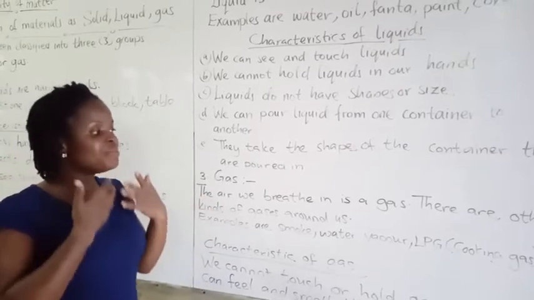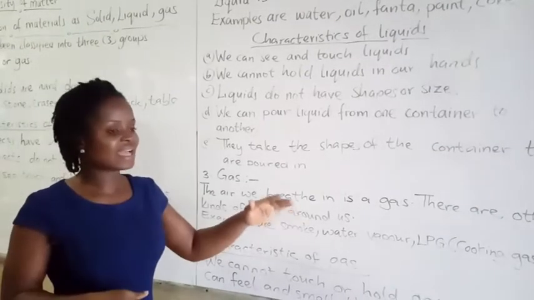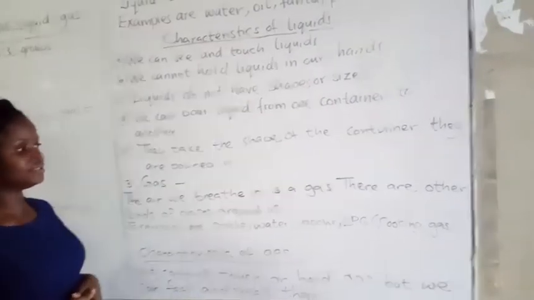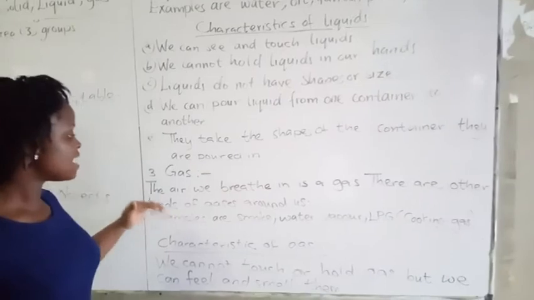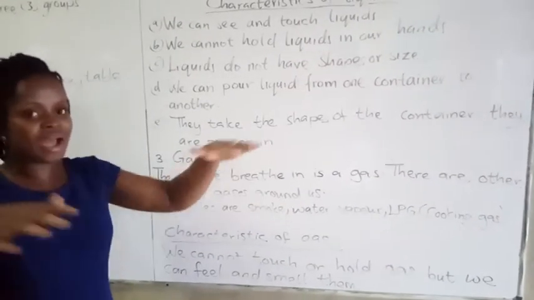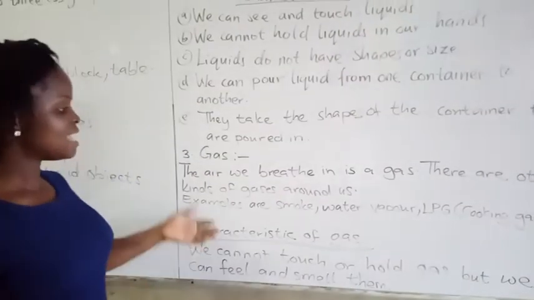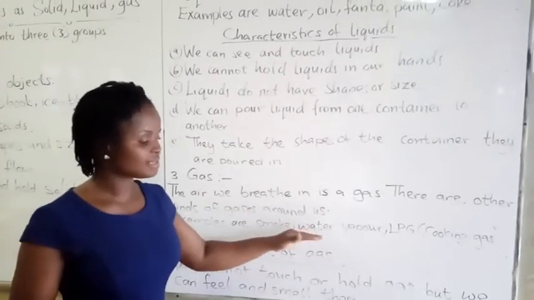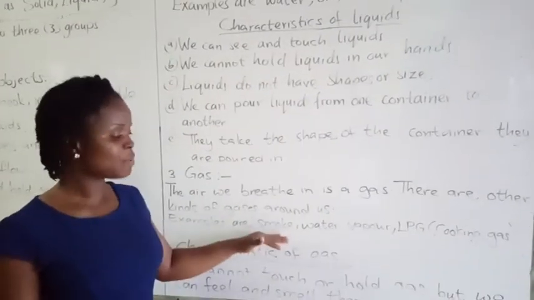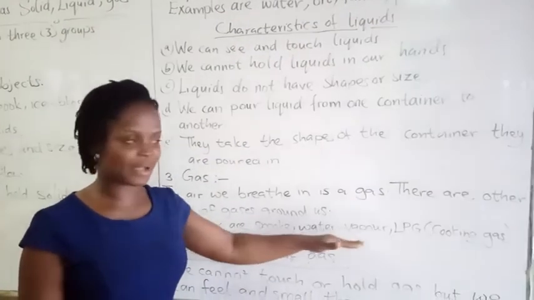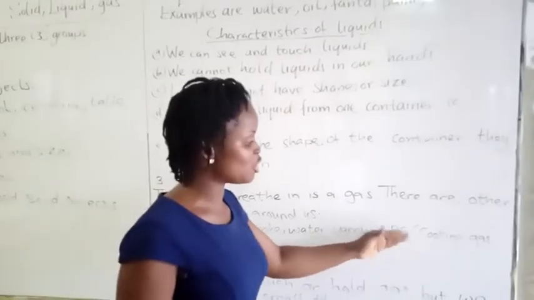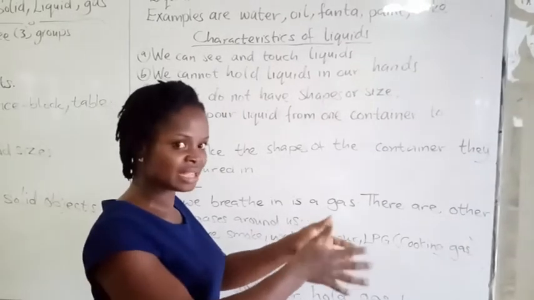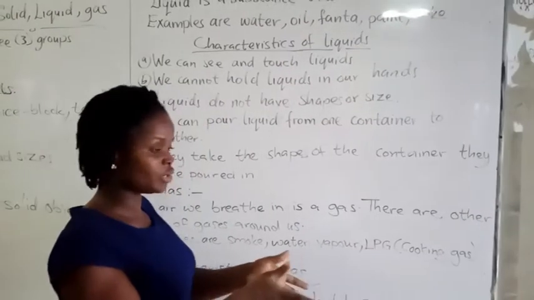Now let's come to gas. The air that we breathe in is a gas. Is it true or false? True. Good. There are other kinds of gases around us. Examples of these gases are smoke, water vapor, and liquid petroleum gas, which is cooking gas, the one that mommy uses with a gas stove to cook for you.